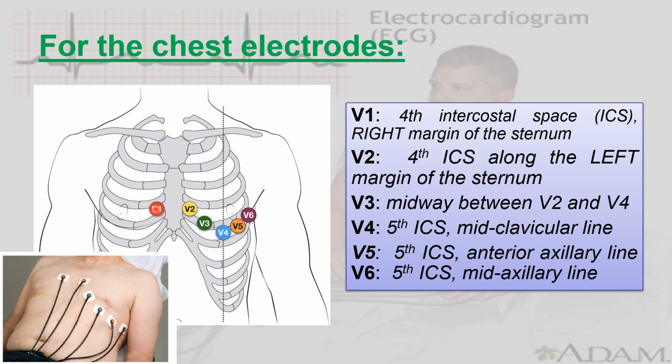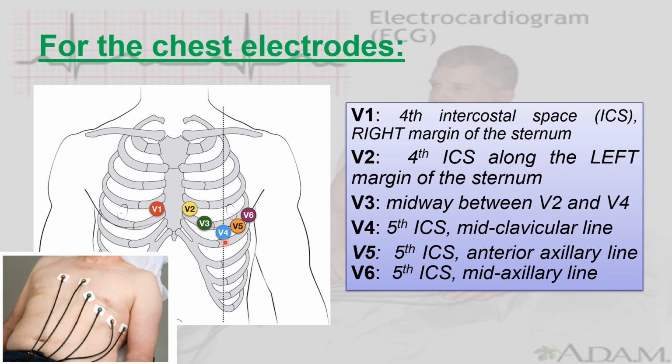Okay, so V1 in the 4th space, right side, in the right margin of the sternum. V2 opposite to it, but on the left side, so it is in the 4th left intercostal space along the sternum. V3, there is no specific position. They are always writing that V3 is between V2 and V4. Okay, V4, V5, V6 are all in the left 5th intercostal space.